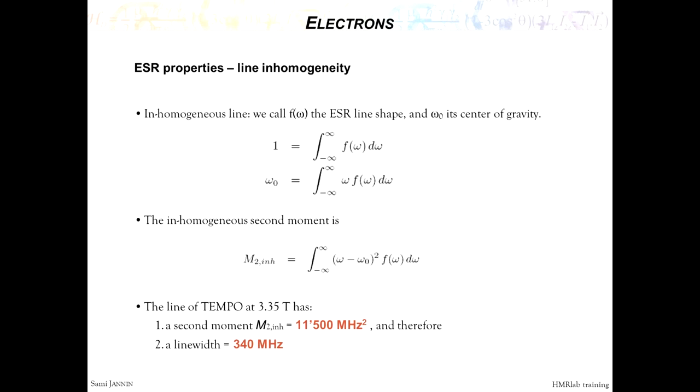And we can call, for example, F of omega the line shape of the EPR spectrum. So F would be the intensity as a function of the angular frequency. And we will use this F of omega in the course in a way that is normalized. So we say that the integral of the EPR line is equal to 1.